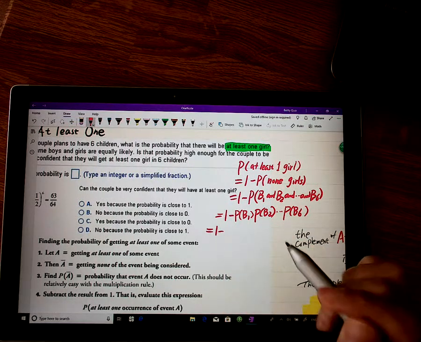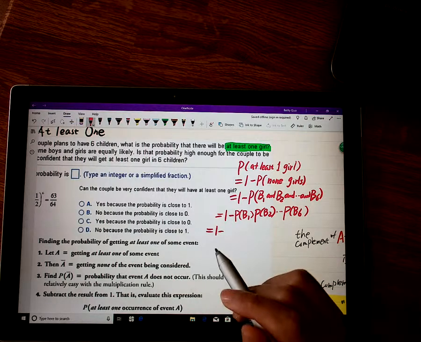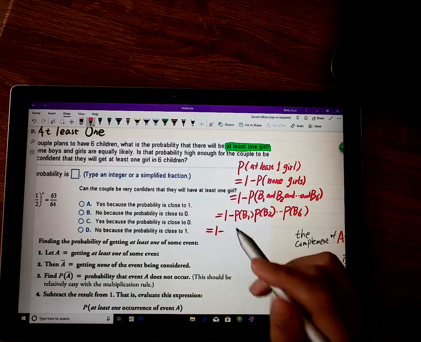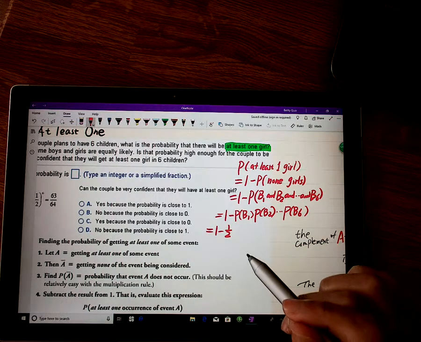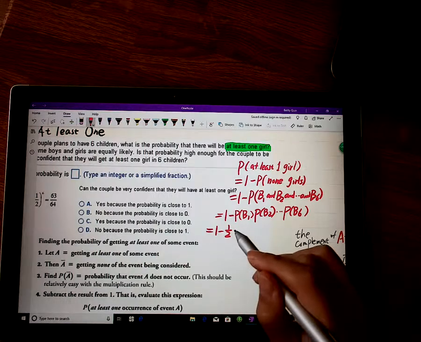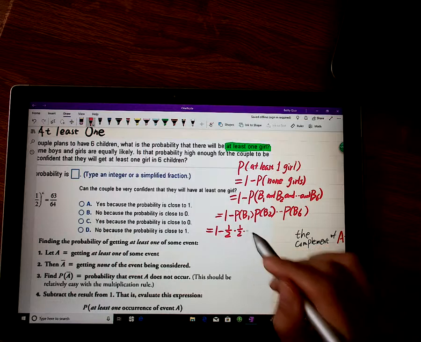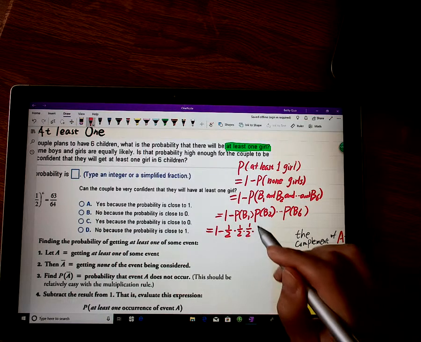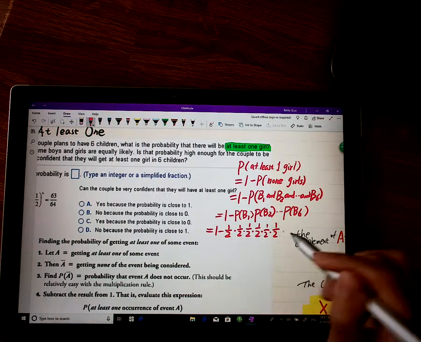All right, what is P of B1? What's the chance or the probability that the first time the couple get a boy? Half. That is given in the problem. Getting boys and girls are equally likely. The probability of the second child is a boy, also half. Third boy is also half. Number 4, number 5, number 6. 1, 2, 3, 4, 5, 6.